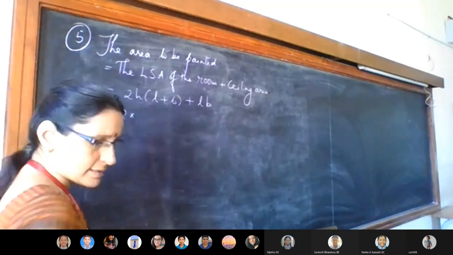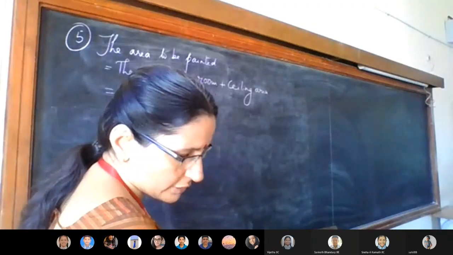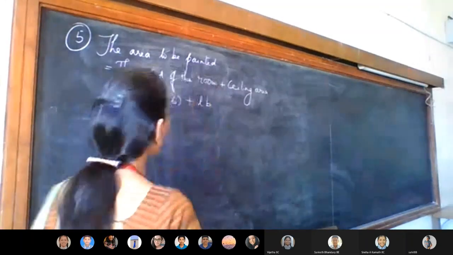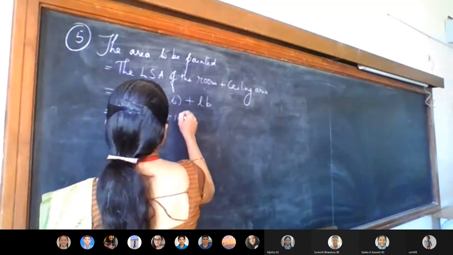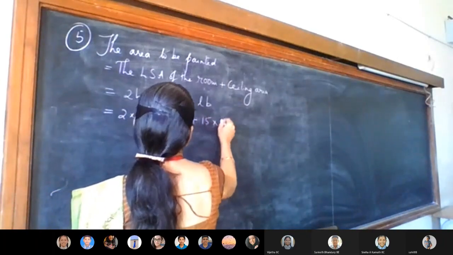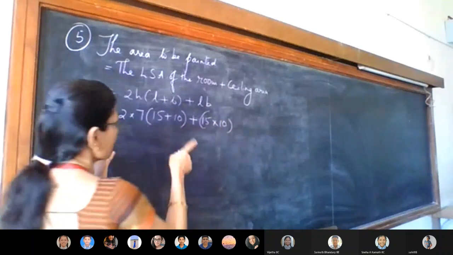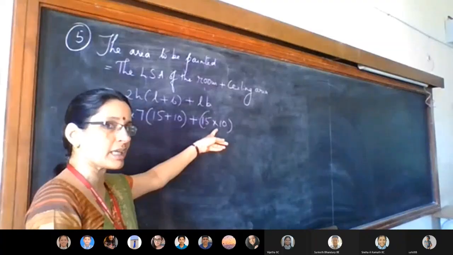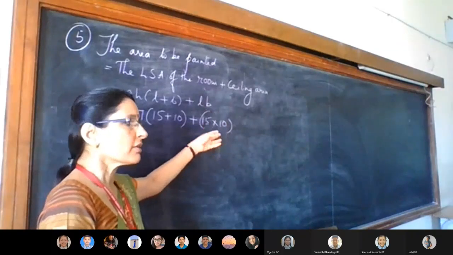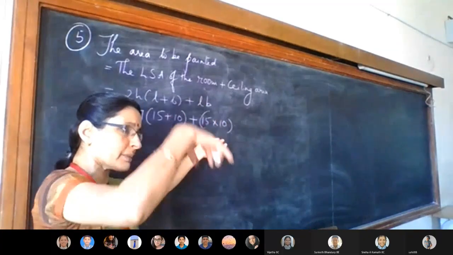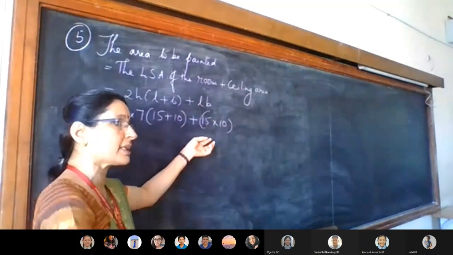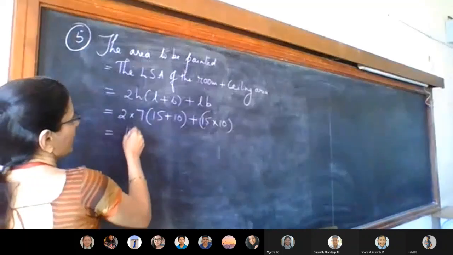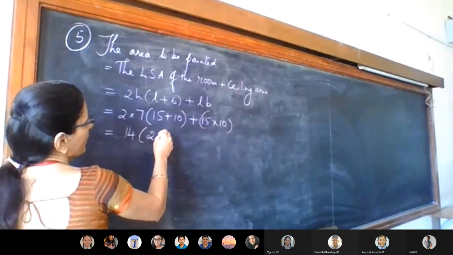2 into, directly inserting the values of H, L and B. 7 meter is height, no? L plus B, 15 plus 10. 15 into 10. Don't change the sign, this is into. Even when we use pi r square in that LSA formula, many make that mistake because we are not that familiar with area coming there, because we are closing with one lid, and the lid has area, even in a cylinder, remember. So 14 into 25.